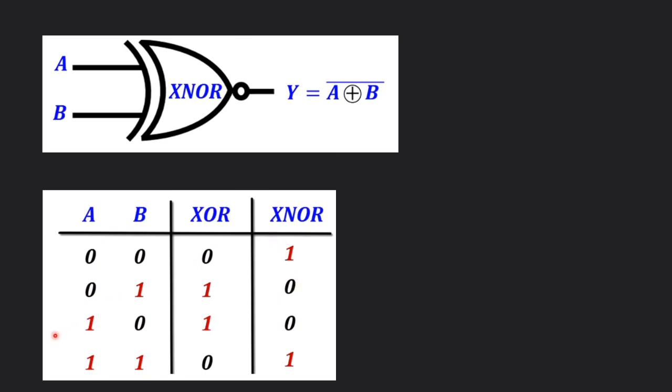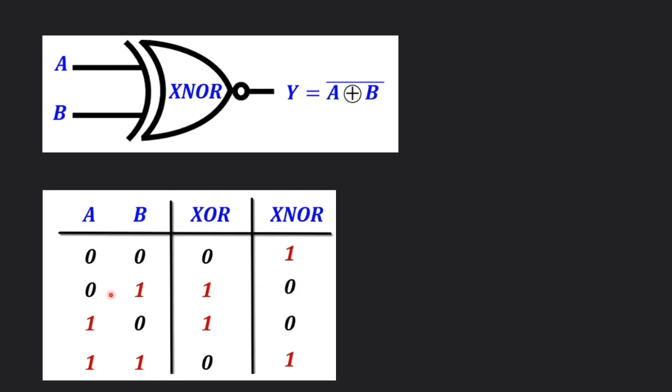And the next possibility, A is equal to 1 and B is equal to 0. The output of the XOR gate is a 1 and the output of this XOR gate is fed to the input of the NOT gate. It means it becomes 0 and it becomes the output of the XNOR gate.